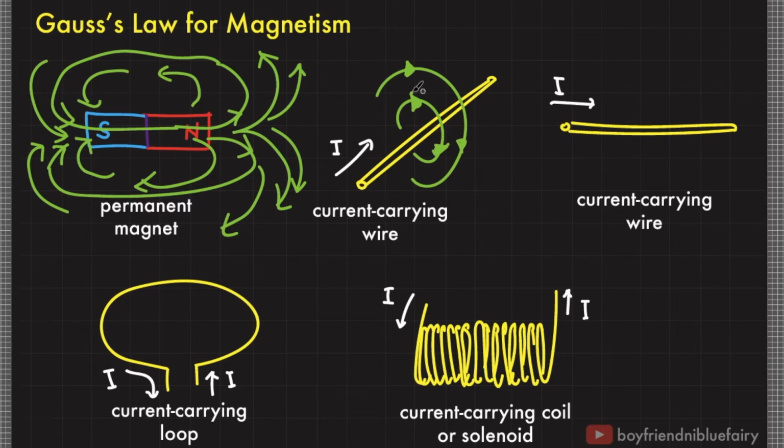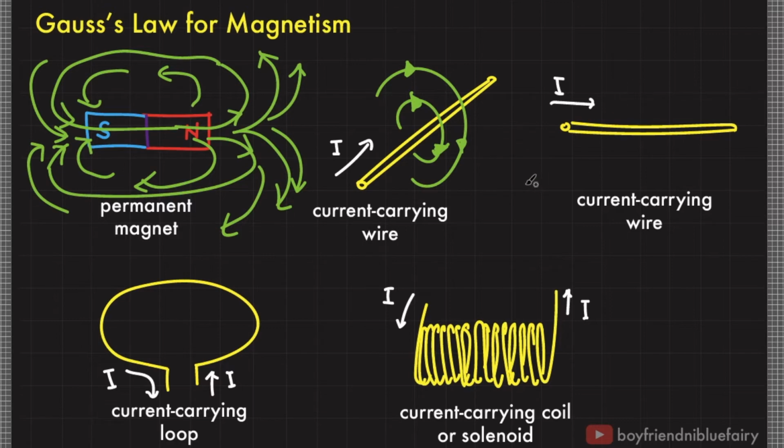Again, when using the right hand rule, just point your thumb in the direction of the current and curl your fingers. The direction of your fingers dictates the direction of the magnetic field. Let's try to visualize the magnetic field of a current carrying wire by imagining that it penetrates a plane that is parallel to the current carrying wire.